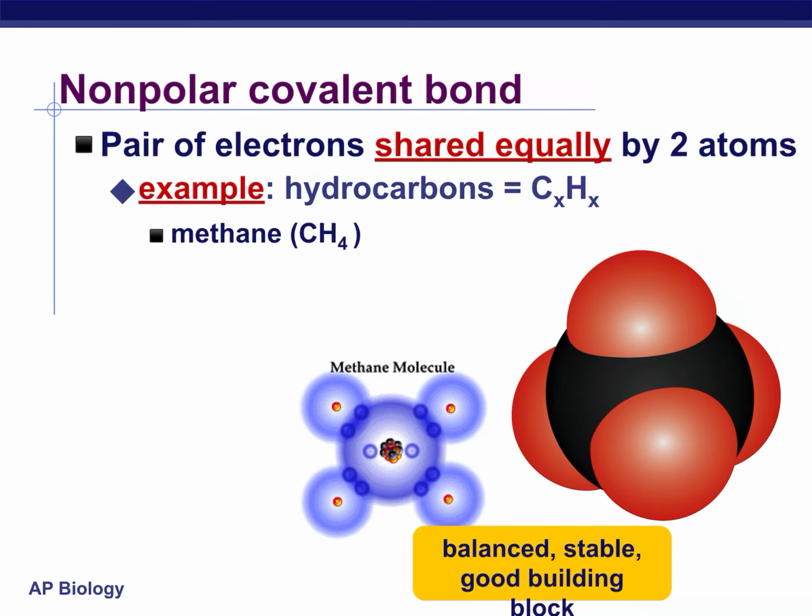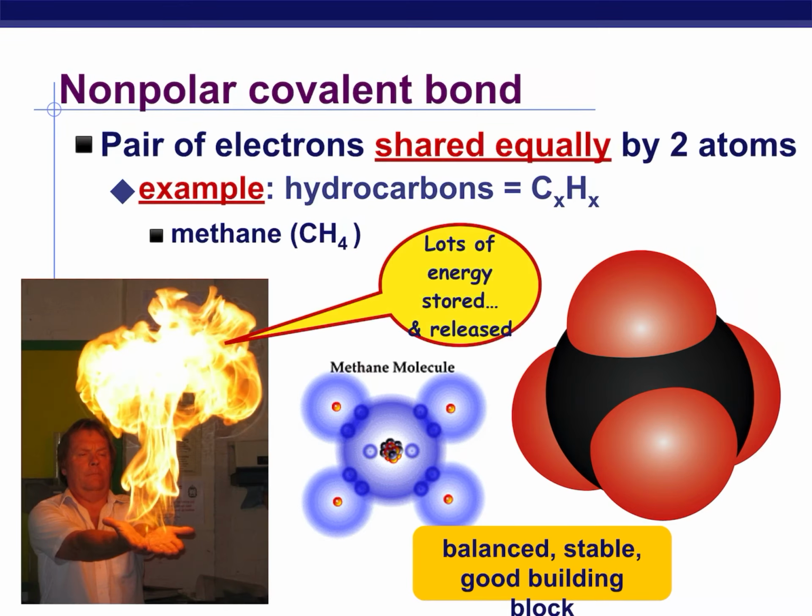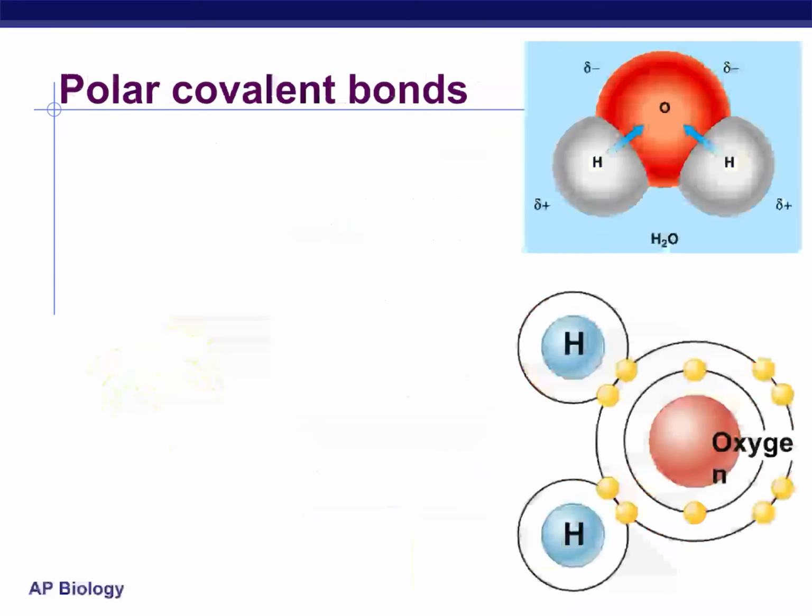What you're going to notice about these bonds is that they're balanced and stable. They're really good building blocks, and you are going to see these types of bonds in a lot of the carbon-based molecules that we talk about. Because they're so balanced, stable, and strong, they store a lot of energy. So when these bonds are broken, they release a lot of energy, because it takes a lot of energy to break these bonds.